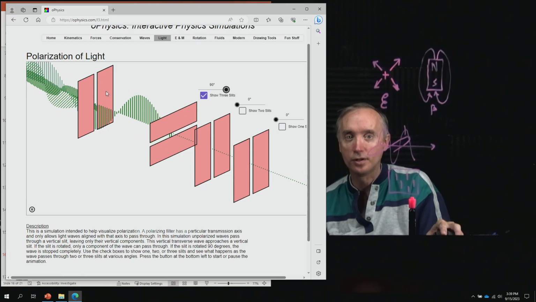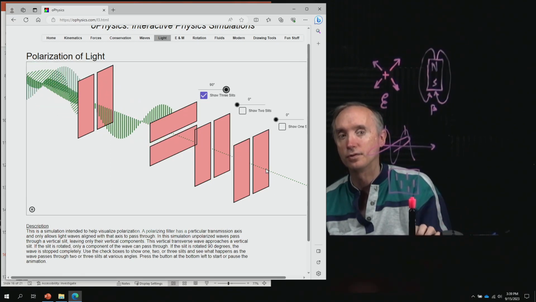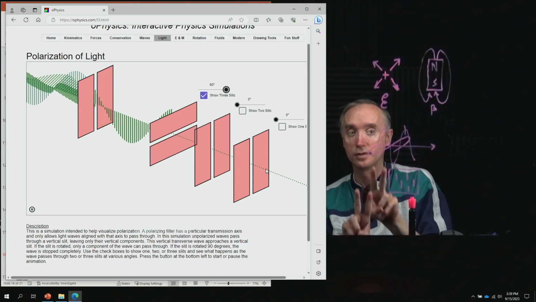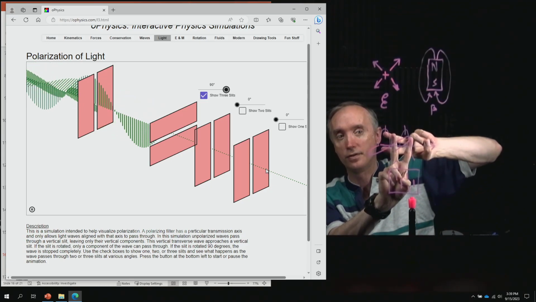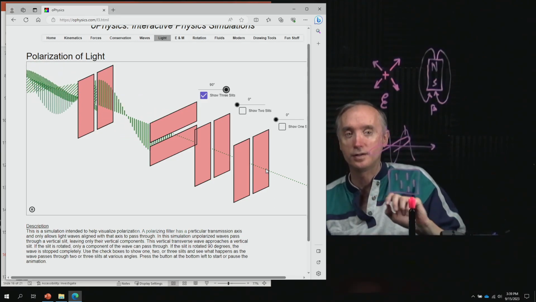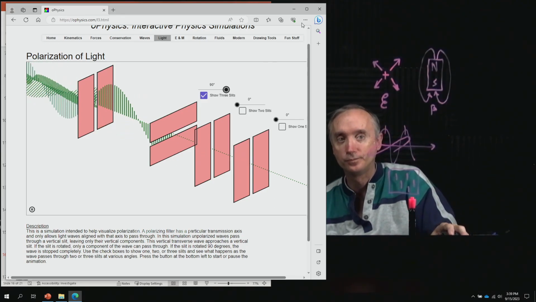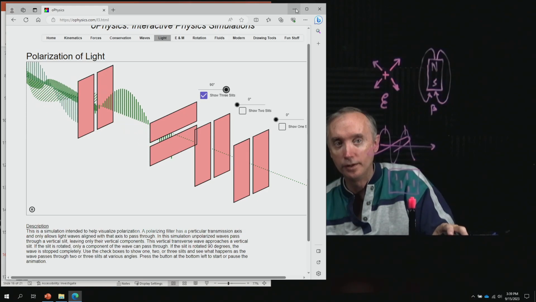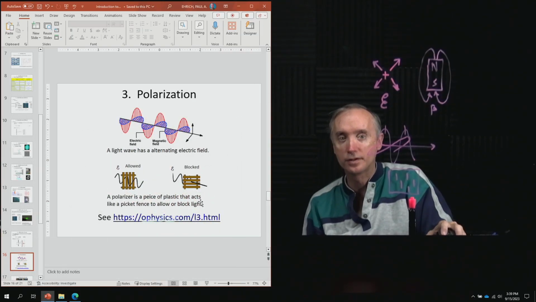So now this one is perpendicular to this one, and you see that no light is getting through. It's like having two picket fences, and now they're oriented like this so that the light can't get through it. Okay, let me put this one away, and let's go back to here.